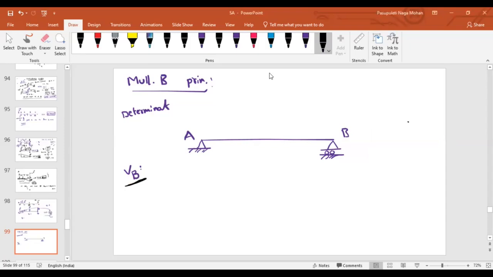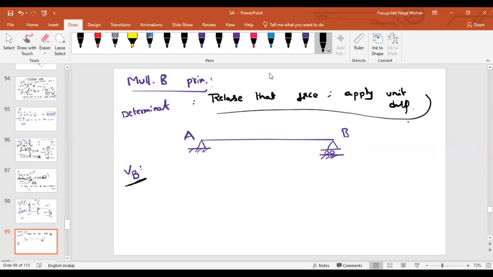If you want to find the ILD for VB, according to this principle, what do you have to do? First of all, you have to release that force. We have to release that force and apply unit displacement. So this is the heart of the ILD. If you do not apply this principle correctly, then you won't get the ILD diagram correctly. So that's why I tell you, this is very, very important.